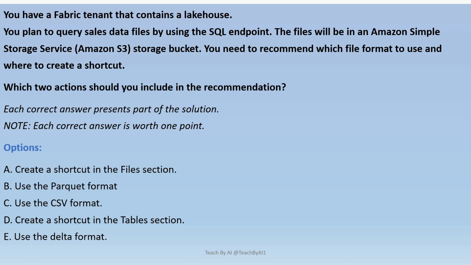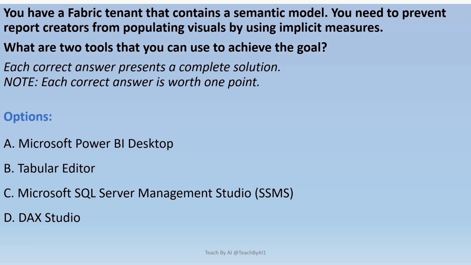Options: A. Create a shortcut in the Files section. B. Use the Parquet format. C. Use the CSV format. D. Create a shortcut in the Tables section. E. Use the Delta format. The correct answers are A and B. Create a shortcut in the Files section. Use the Parquet format.